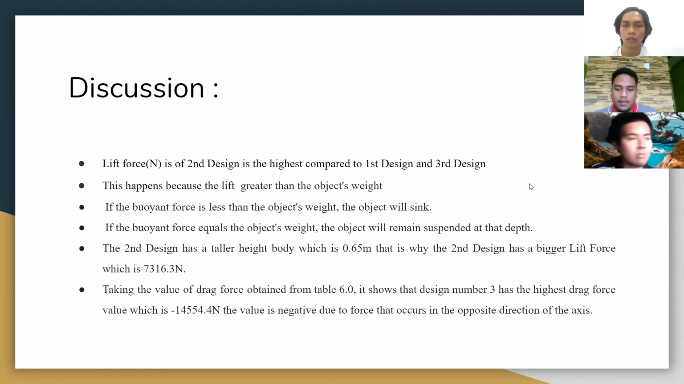Taking the value of drag force obtained from Table 6.0, the result table from the previous slide, design 3 has the highest drag force, which is negative 14,554.4 Newton. The value is negative because the force acts in the opposite direction from the boat, as I said before. So, next slide.